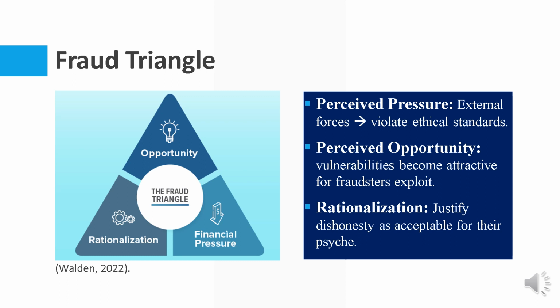The fraud triangle is the model most popularly used for explaining fraud. It includes three segments: perceived pressure, perceived opportunity, and rationalization. Perceived pressure refers to external forces that usually drive individuals to violate their ethical standards. Perceived opportunities arise when there are vulnerabilities in systems that these individuals exploit. And rationalization refers to how they justify the dishonest acts as acceptable. Now, the fraud triangle is credited to criminologist Donald Cressey. However, the actual term was not used until Steve Albrecht solidified it in history in the early 1990s.